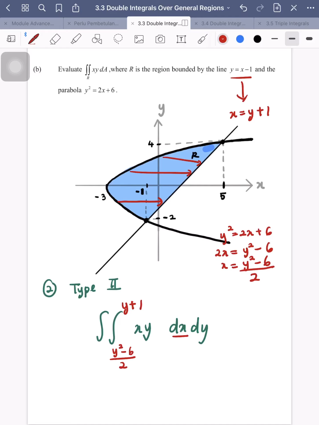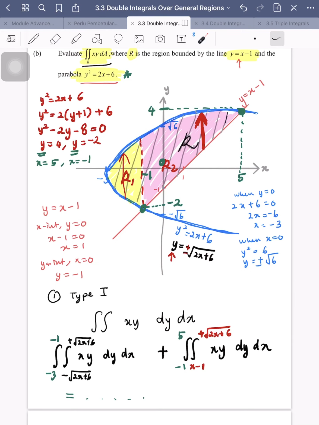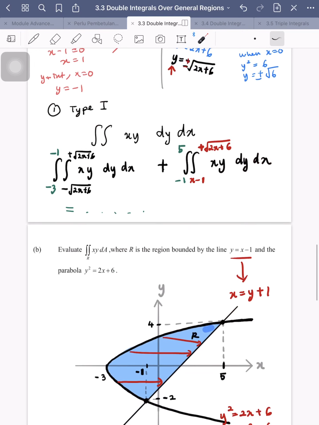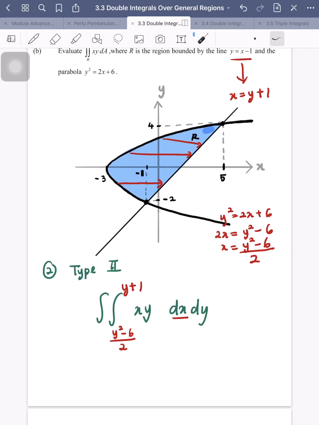Next is the limit for y. For y, you found just now that it intersects at -2 and 4. So your limit, see here, is shaded from here until here. The shaded region until where is based on your limit for the outside here. So y is between -2 and 4. So you can solve until the end.